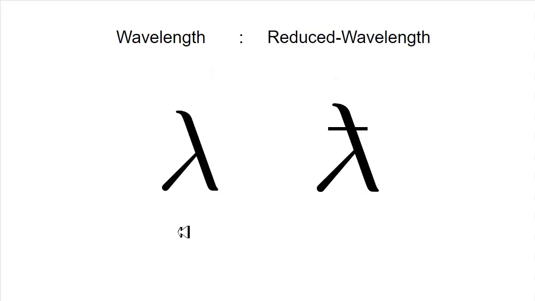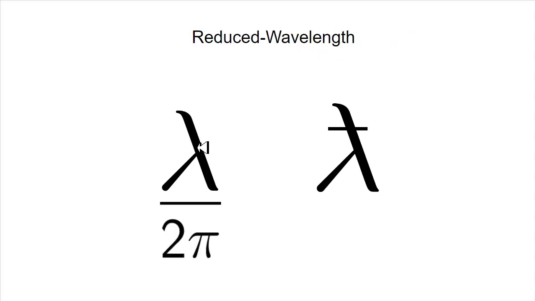So in physics, you often run into these two characters. Okay, this is the Greek character lambda, and this is lambda with a stick through it. I'm not sure if that has a name. But this symbol is the symbol they use when they're talking about wavelength. And this symbol here is what they use when they're talking about reduced wavelength. Well, what is reduced wavelength? Reduced wavelength is actually wavelength divided by 2 pi.